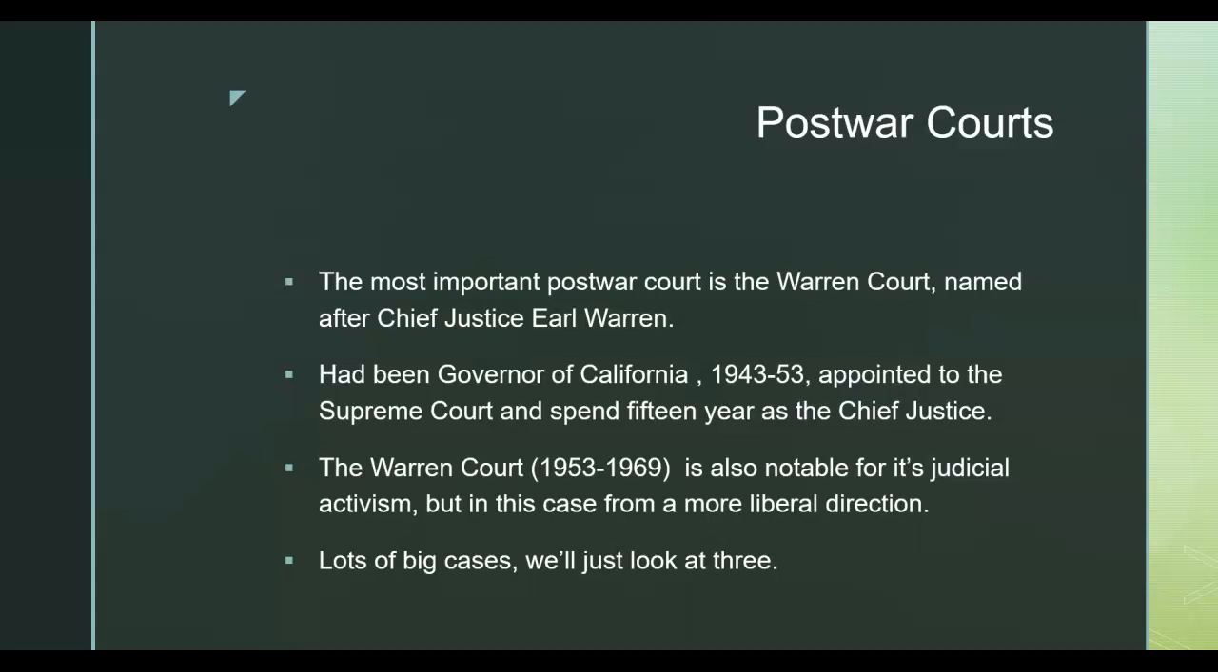What happens in the post-war is we have a very liberal activist court led by Chief Justice Earl Warren. We call it the Warren Court, right? So it's the Taney Court, Lochner Court. Lochner was not a justice, but named after the ruling, and then the Warren Court. And Chief Justice Earl Warren had actually been governor of California, and he was appointed to the Supreme Court and spent 15 years as the Chief Justice.